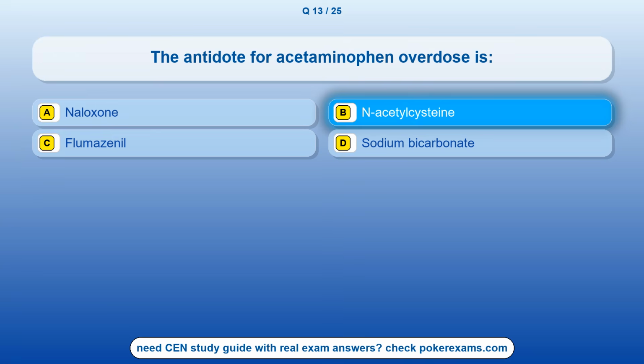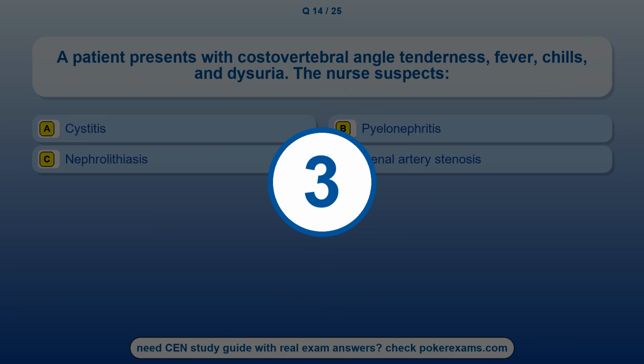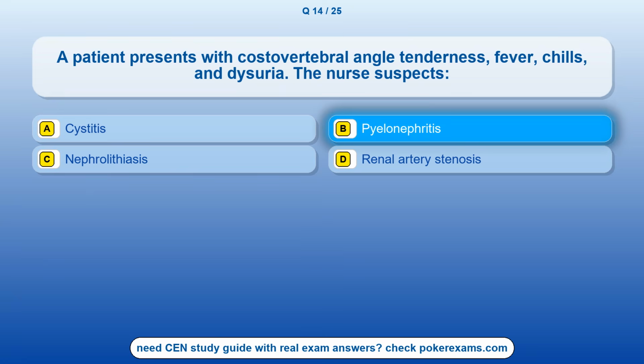The correct answer is option B, N-acetylcysteine. Question 14. A patient presents with costovertebral angle tenderness, fever, chills, and dysuria. The nurse suspects option A, cystitis, option B, pyelonephritis, option C, nephrolithiasis, option D, renal artery stenosis. The correct answer is option B, pyelonephritis.